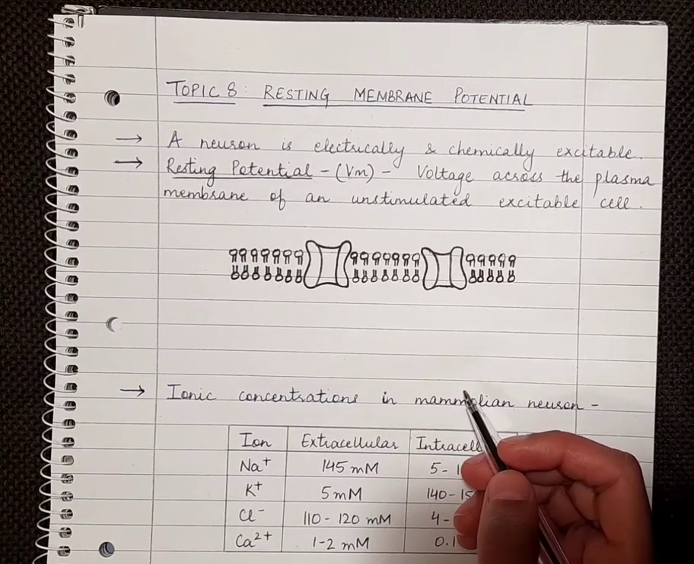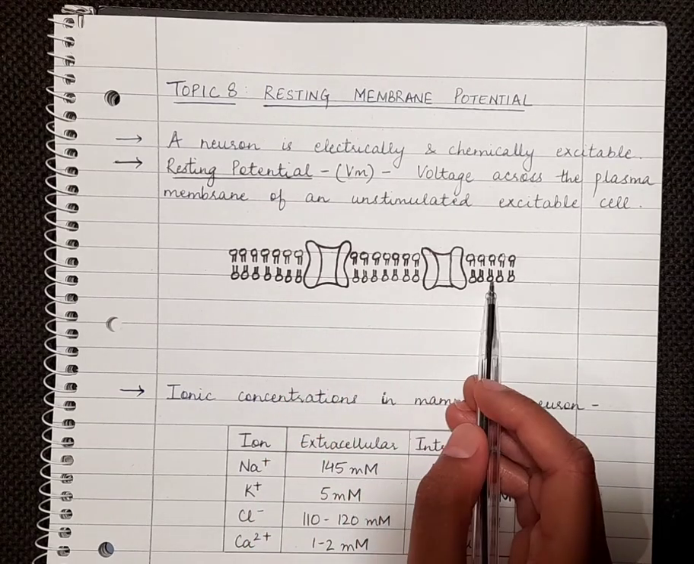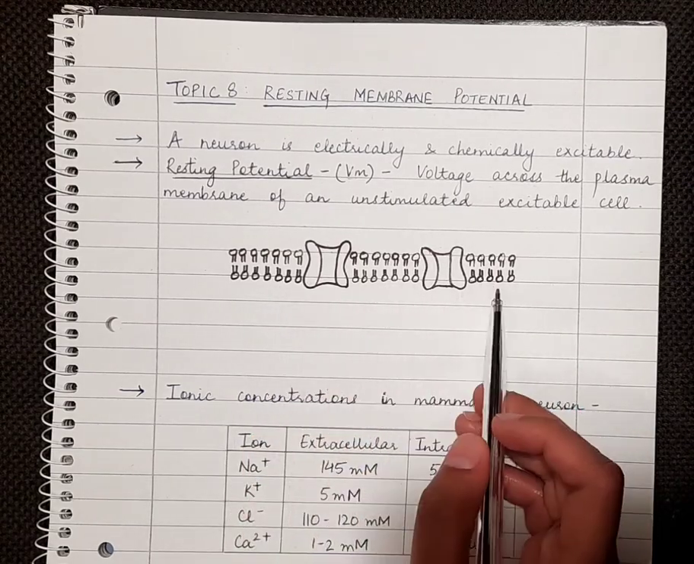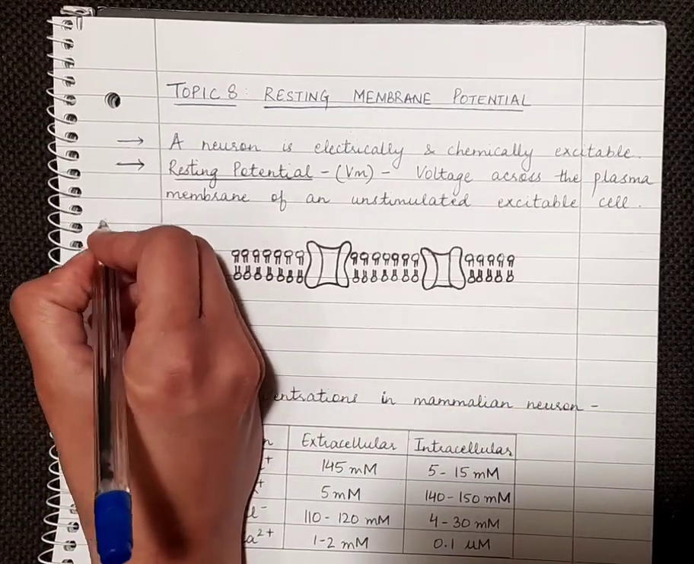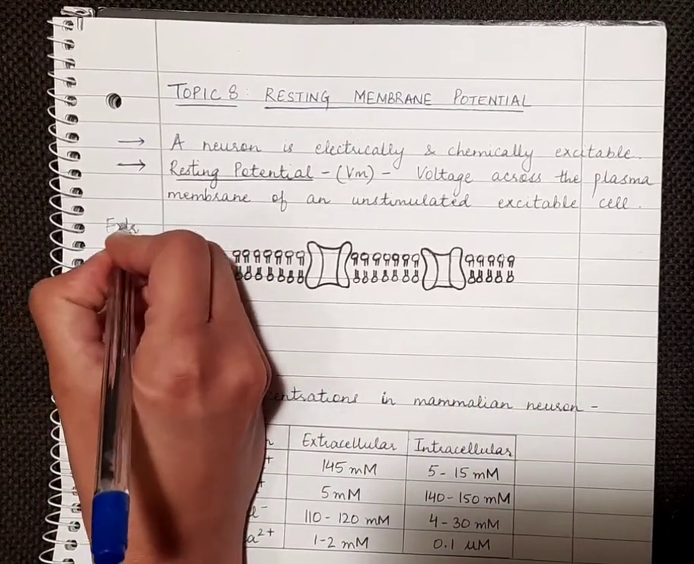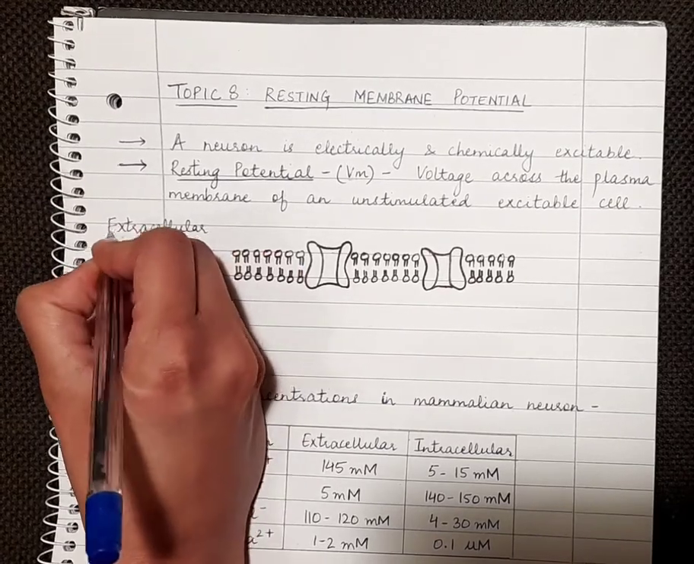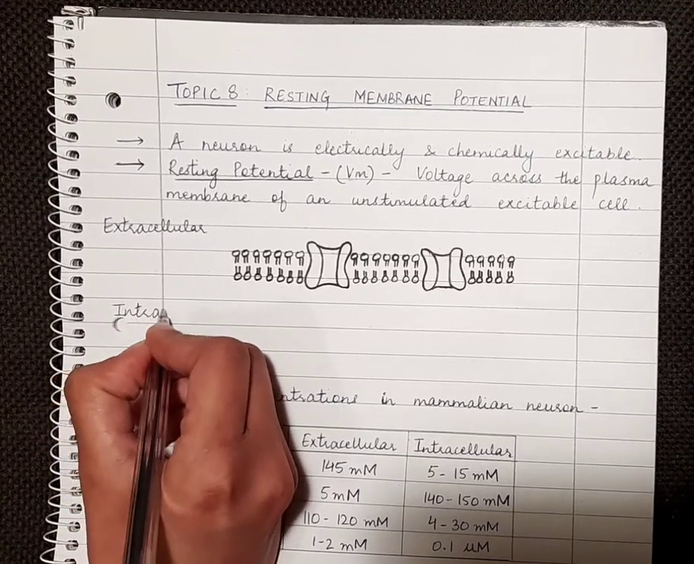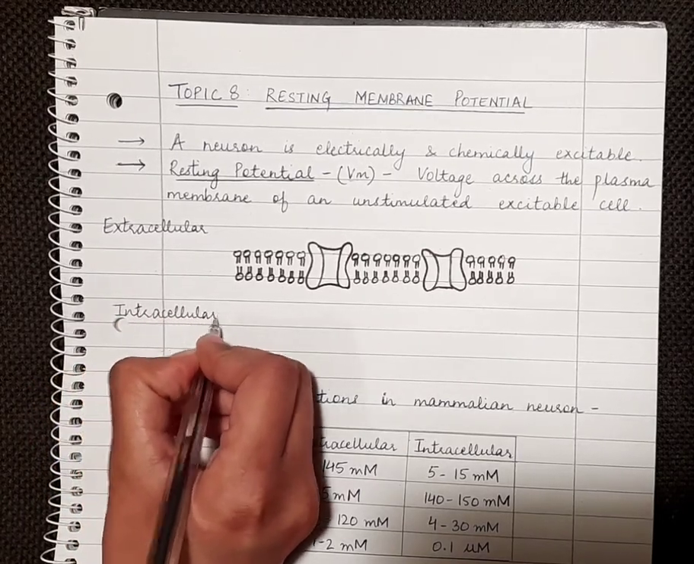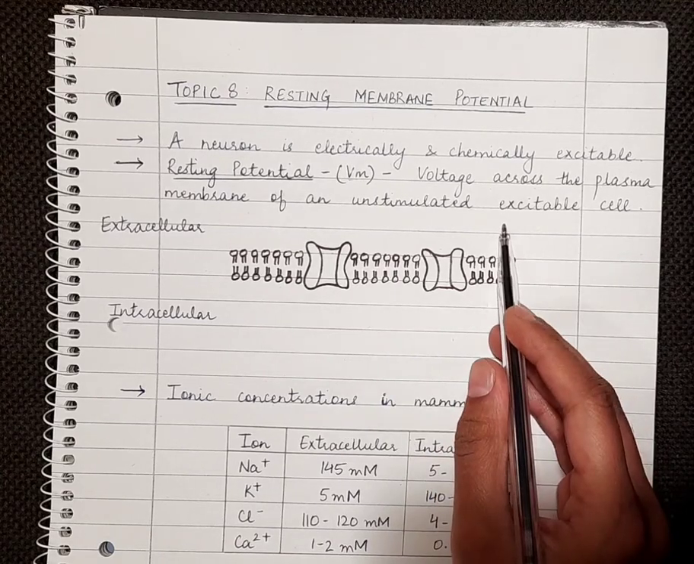Alright, so let's look a little more into this. The diagram you see over here is of the cell membrane of the neuron. This is the extracellular side, and this is the intracellular side. So this is inside the neuron, and this is outside the neuron.